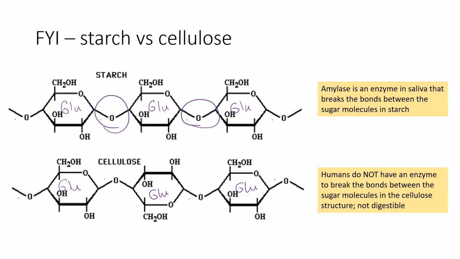Take a look. In starch, all of the bonds are going the same direction, but take a look in cellulose here. We've got one going up, one going down. And humans do not have the ability to break the bonds that put the glucose molecules together to form cellulose. Humans do have the ability to break the bonds that form starch.